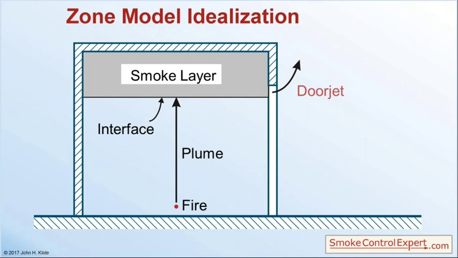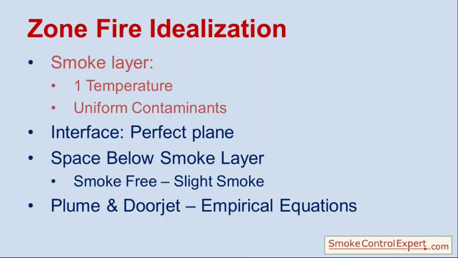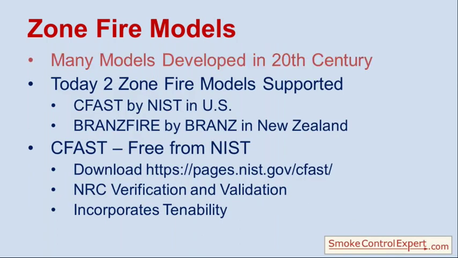And the door jet is another empirical equation like the plume equation. To go over this again quickly, the smoke layer is at one temperature, and throughout it, it has uniform contaminants. The interface is a perfect plane. The space below the smoke layer is smoke-free or has just a slight amount of smoke in it, depending on the particular zone model that you would be using. And the plume and door jets are both empirical equations.